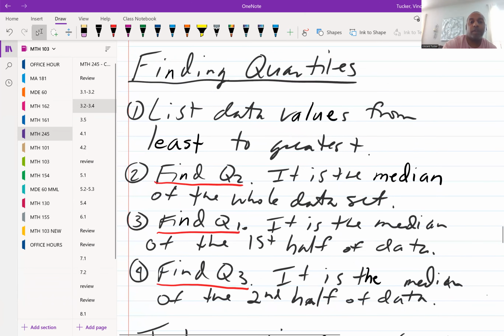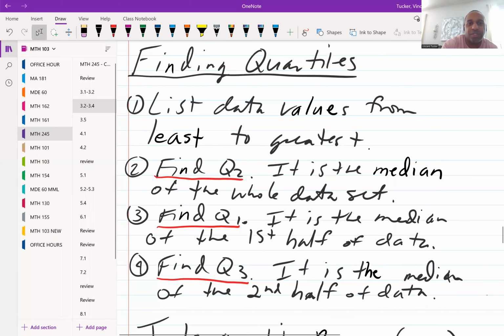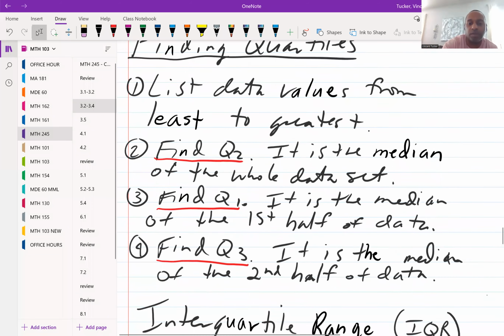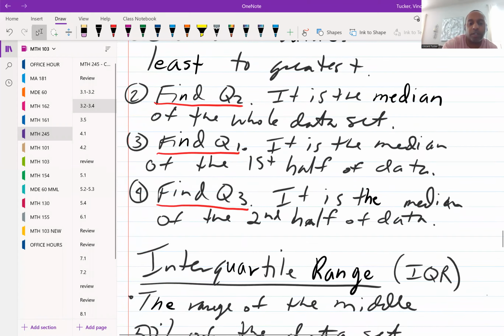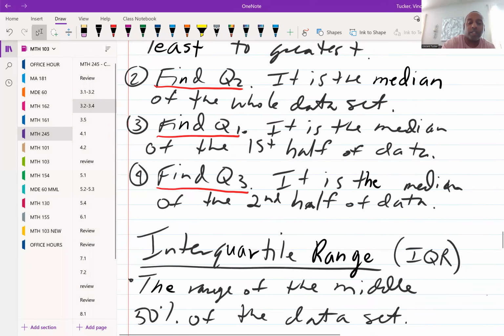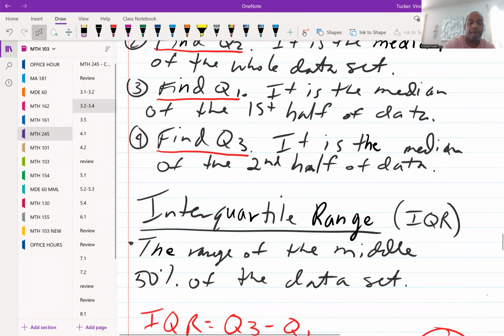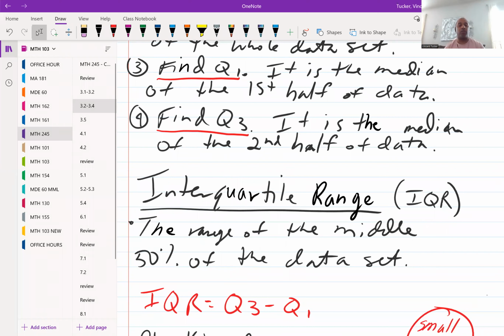Before we go into finding the actual quartiles, I'm going to give you this other piece, the interquartile range, and then we'll find it all at one time. Interquartile range, IQR, that's the range of the middle 50% of the data set. And you find your IQR by taking Q3 and subtracting Q1 from it.